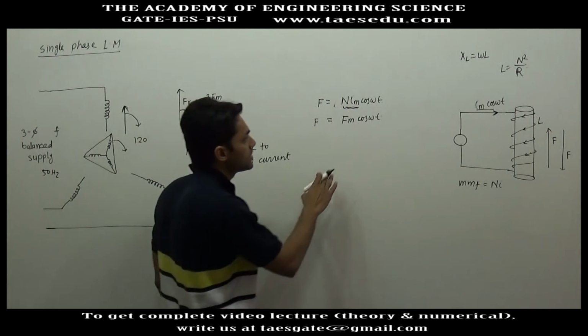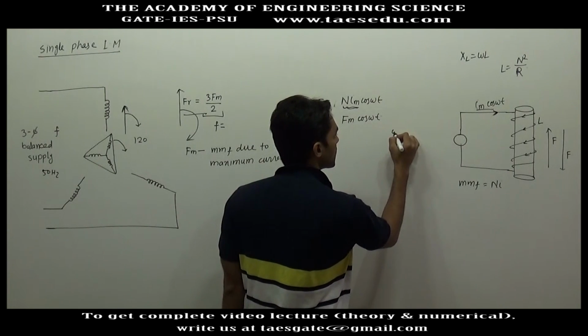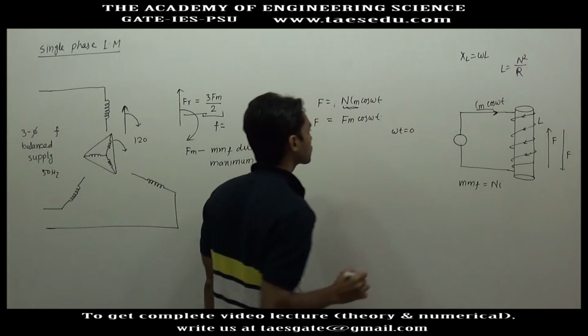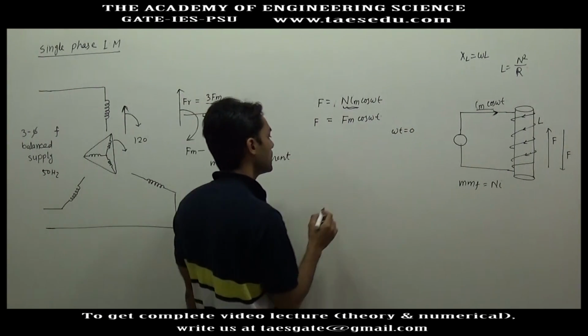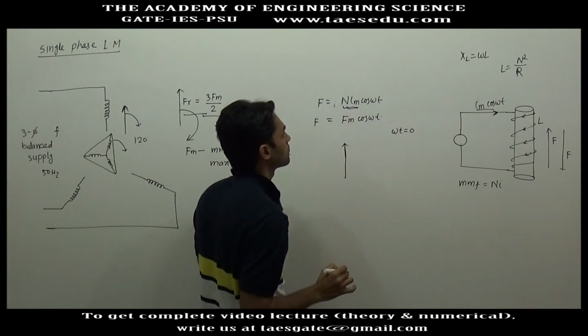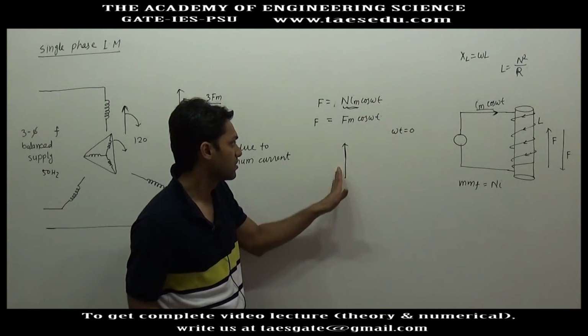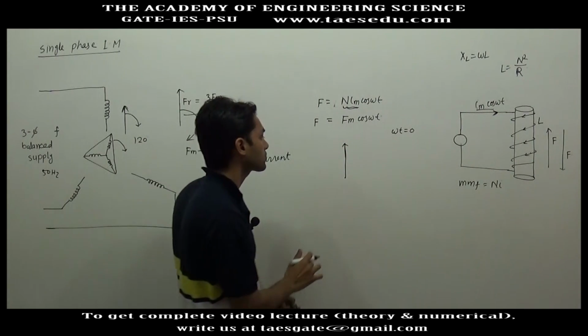Now if we see the time variation of this MMF, let's say at omega t equal to 0, F will be Fm. So let's say this is the length of Fm, and I'm assuming that the positive will be in this direction.